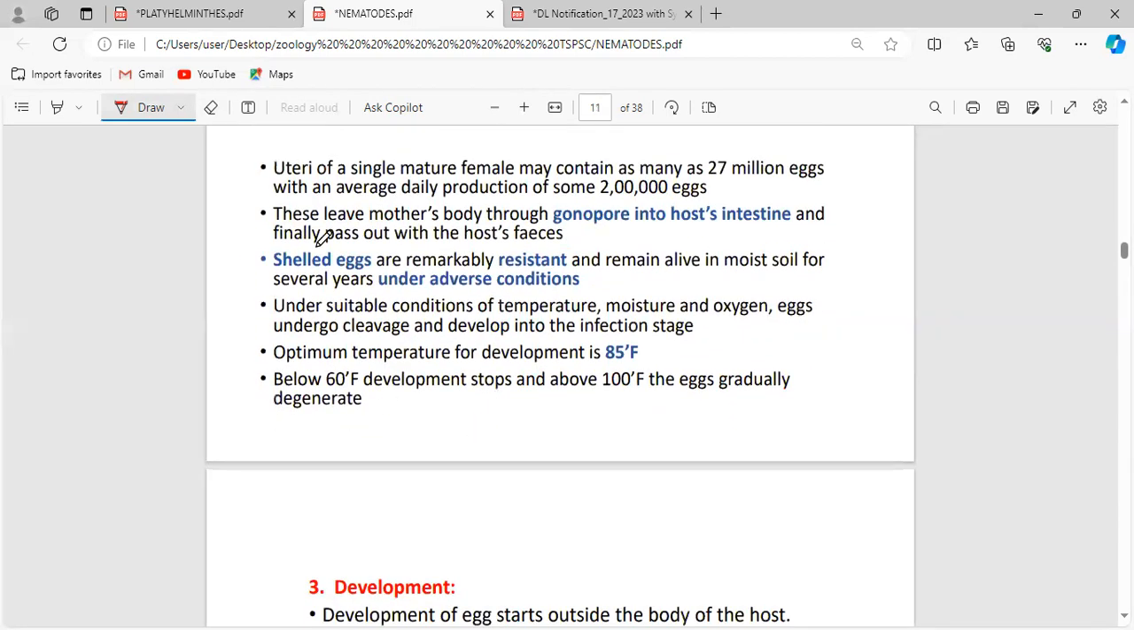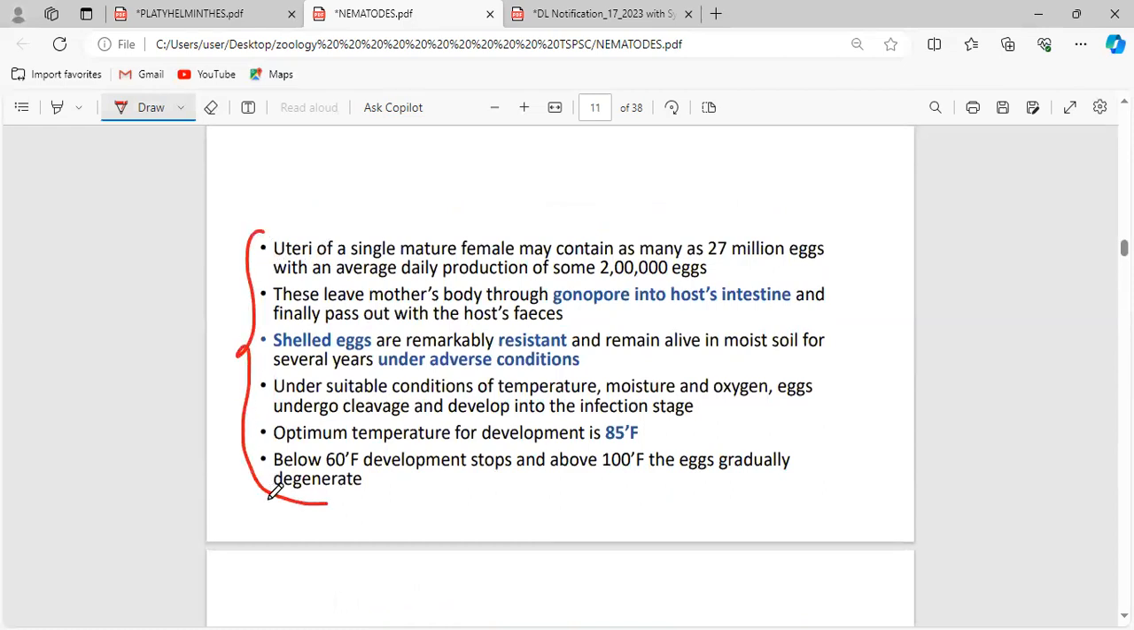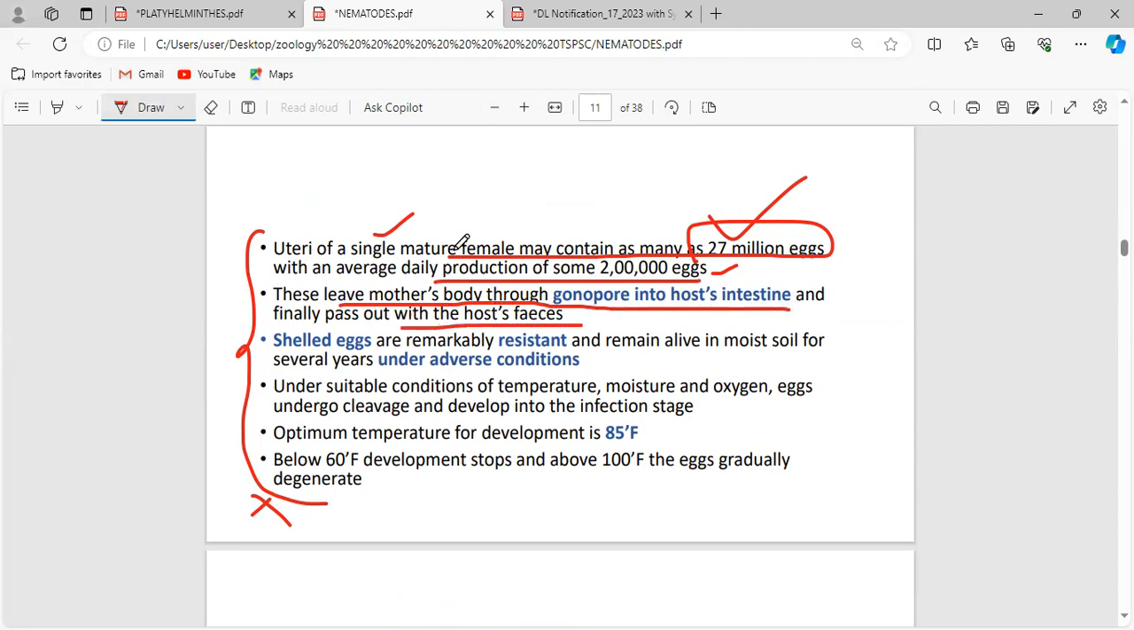Okay. Now, these are all extra information. There is no need to read. For the sake of information, let me explain. The uteri of a single mature female may contain approximately 27 million eggs, with an average daily production of 2 lakh eggs. See, these leave the mother's body through the gonopore into the host intestine and finally pass out through the host fecal matter. Shelled eggs are remarkably resistant and remain alive in moist soil for several years under adverse conditions. Only because of these shelled eggs.